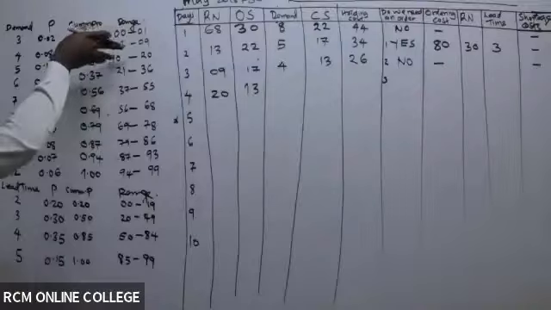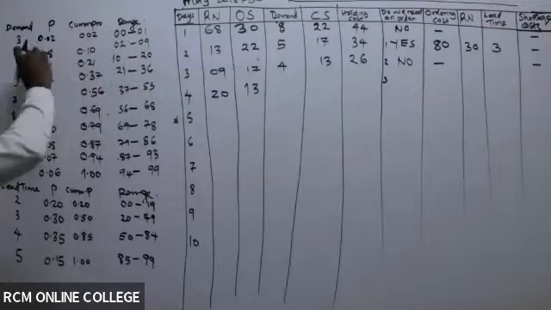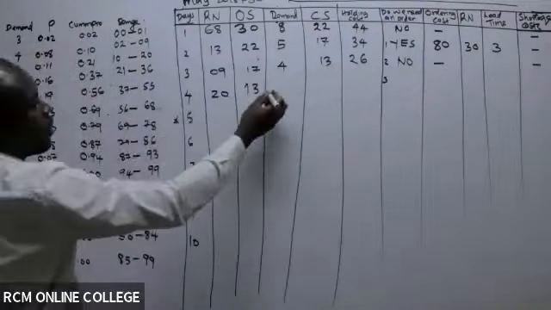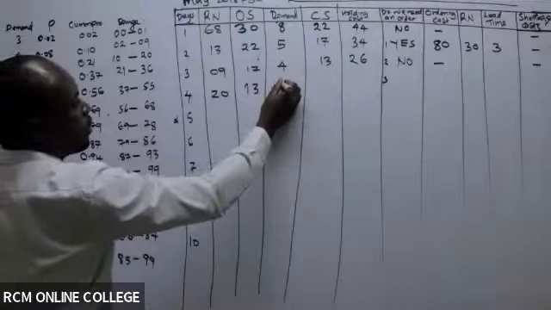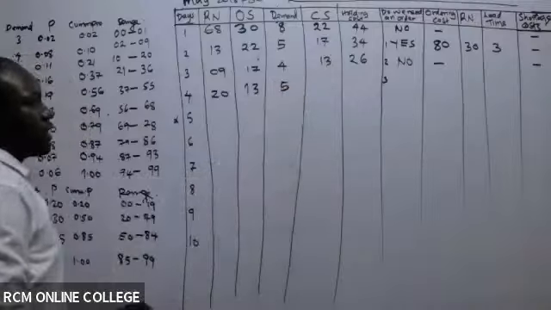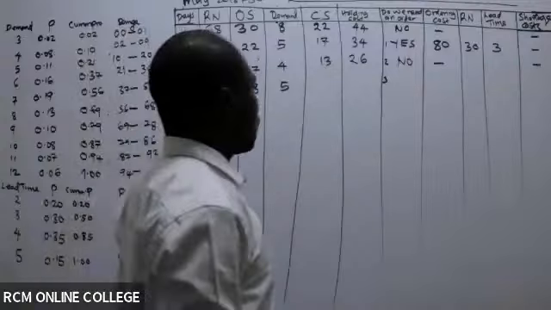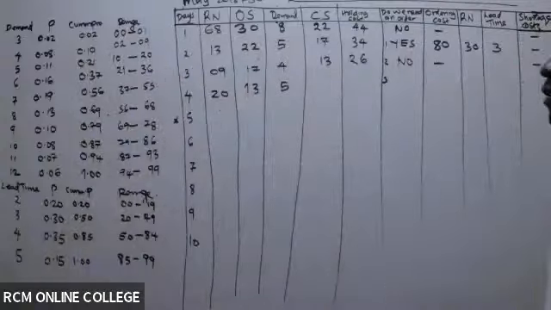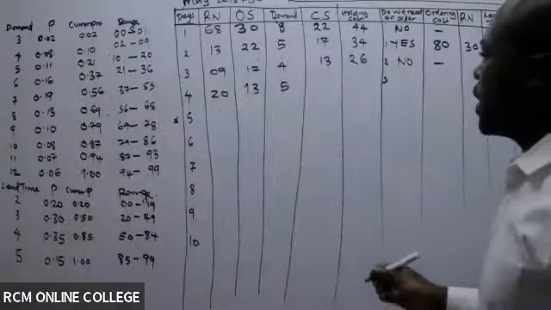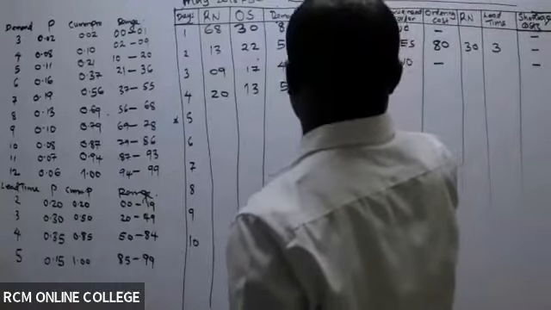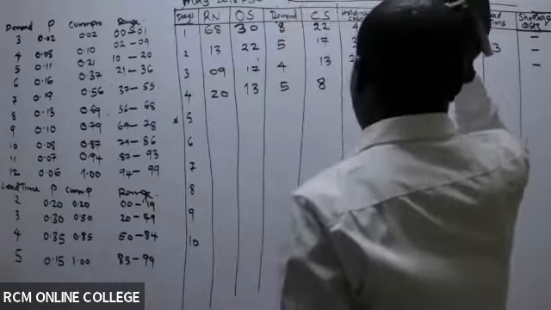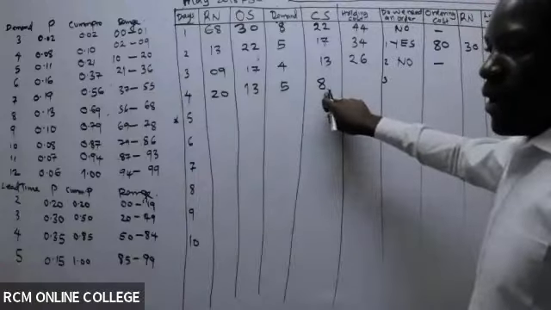Where will we get 20? 10 to 20. How many units? 5 units are demanded. So 13 minus 5. What will be our closing stock? 8. Good. 8 is a positive number greater than 0.